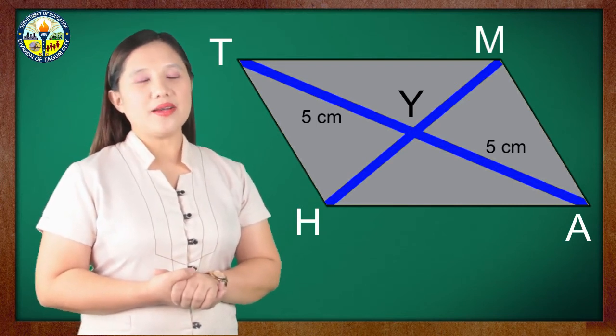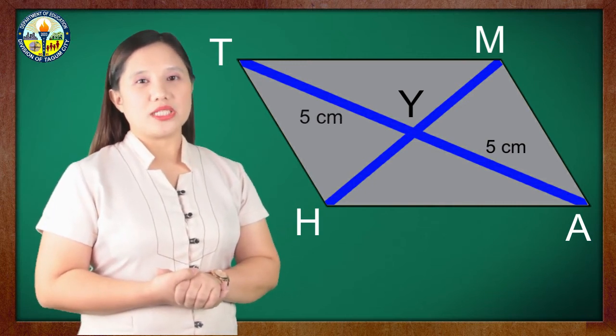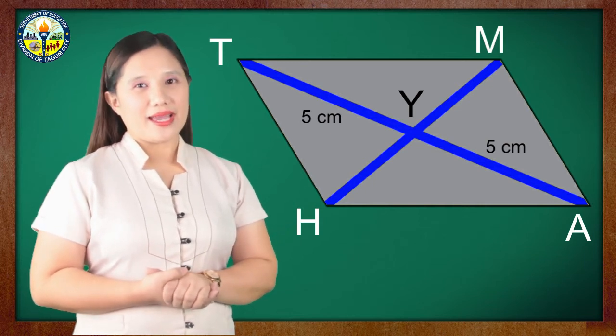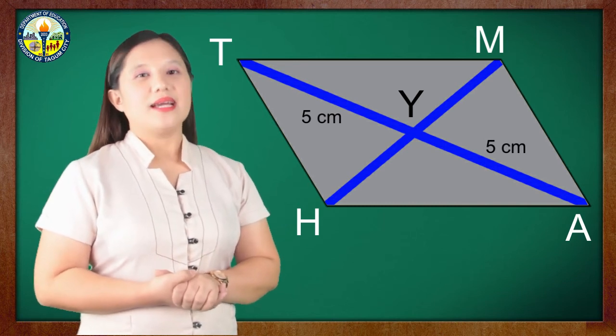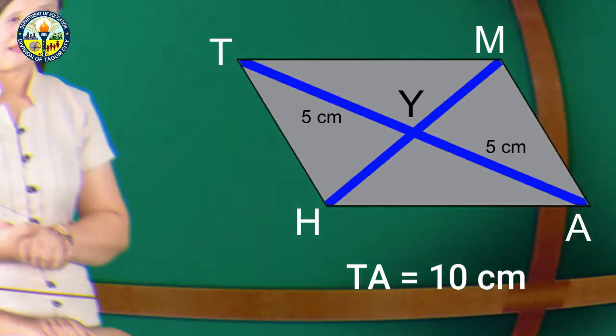Take note that diagonal CA is equal to line segment CY, which is 5 centimeters, plus line segment YA, which is also 5 centimeters. Therefore, diagonal CA is equal to 10 centimeters. Let us try harder. Let us apply the simple concept of algebra using the same illustration, and let us answer the following problems.